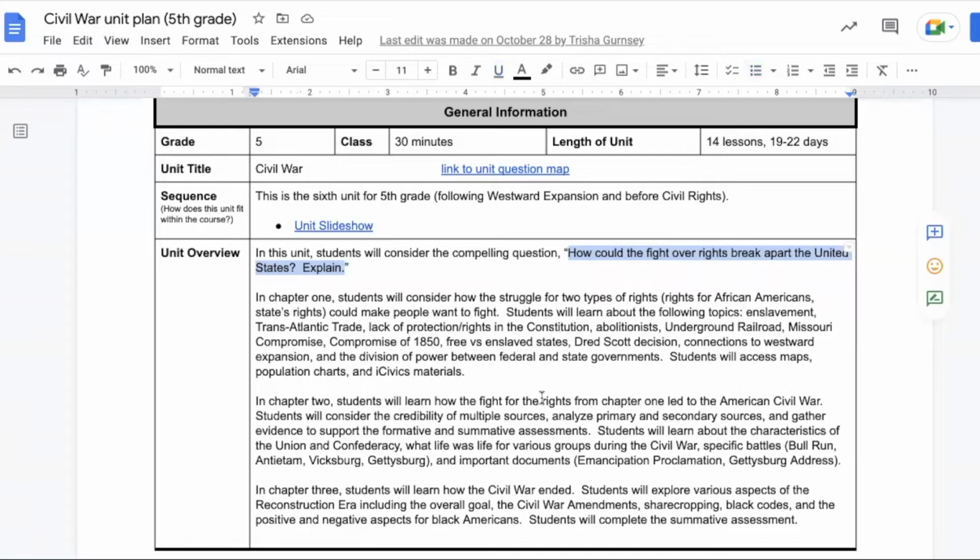In this unit, we're focusing on the compelling question, how could the fight over rights break apart the United States? And we're asking students to explain. In the first chapter, students are going to look at the struggle of two types of rights for African Americans and states' rights, and how that struggle could make people want to fight. We'll hit topics such as enslavement, the transatlantic trade, lack of rights or protections in the Constitution, abolitionists, Underground Railroad, Missouri Compromise of 1850, free versus enslaved states, the Dred Scott decision, connections to westward expansion, and the division of power between federal and state governments.